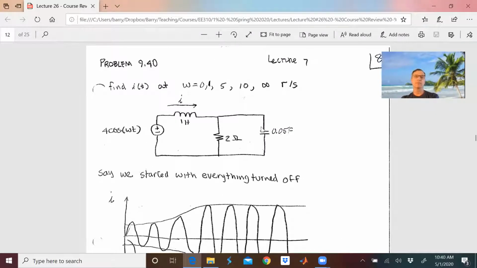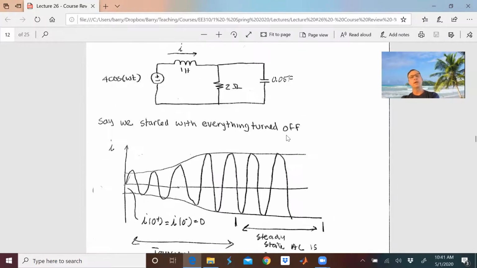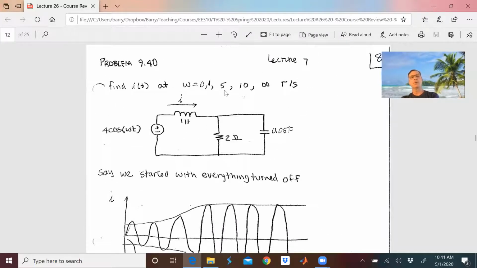Okay, so here's our circuit. And now we're going to do something else. Before we solve this at 1, 5, and 10 radians per second, let's do 0 and infinity, because we can do that pretty easily. At ω equals 0, we know that we're at DC, aren't we? So let's just look at this thing at DC. At DC, cosine ωt, ω is 0, so I just get 4 volts, right? DC. And I get no current through the capacitor. And I get no voltage across the inductor.